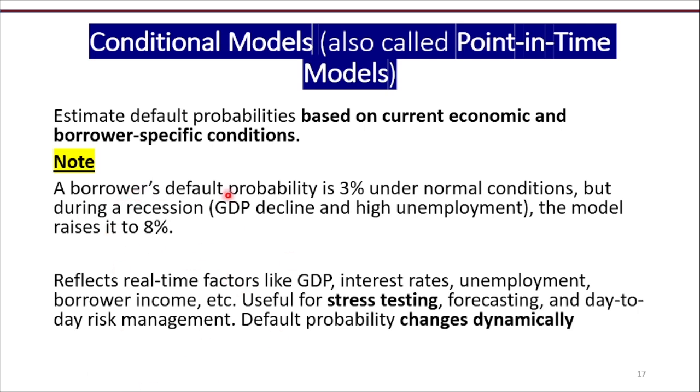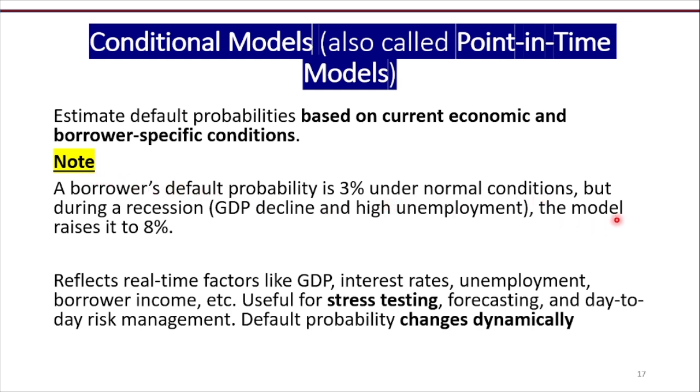A borrower's default probability is 3% under the normal condition. We're talking about the conditional model. Okay, the borrower's default probability is 3%. We are talking about the borrower's default probability under the normal condition. See, we're talking about this.